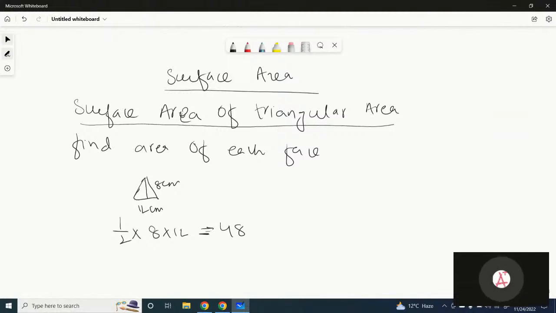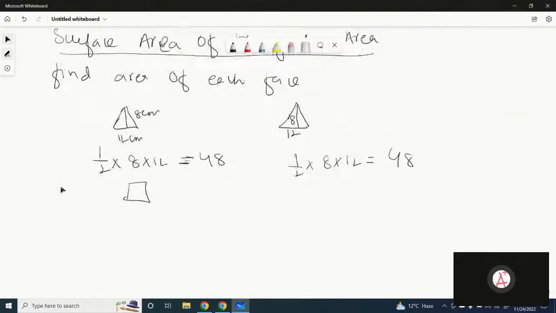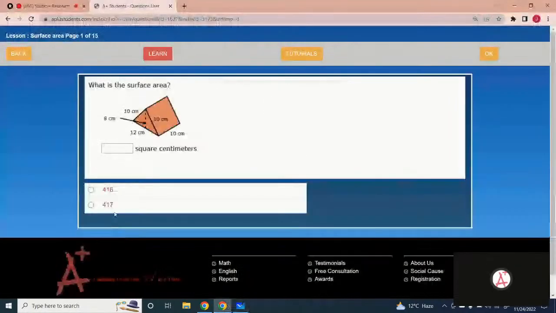You have the same face on the opposite side. That triangular face has the same lengths, 8 and 12. Use the same formula to find the area of the other face. It would be 48, because they have the same side lengths, so they have the same areas.